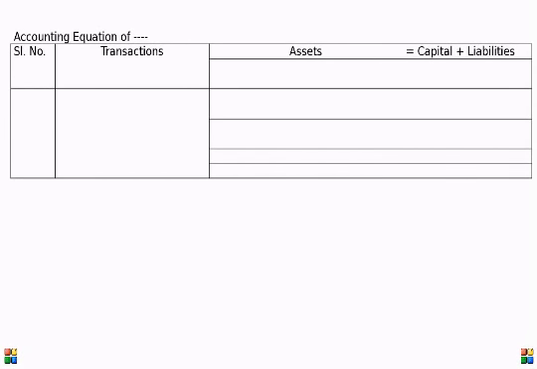The first line of this table will be the accounting equation of ---. The name of the person carrying on the business is not given, and the table will be drawn accordingly. The first column will be for serial number, the second one will be for transactions or particulars, and then assets is equal to capital plus liabilities.